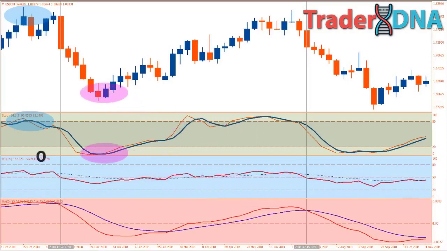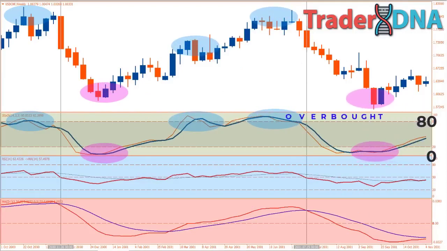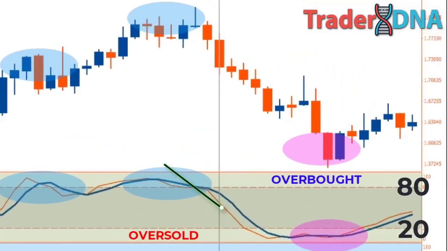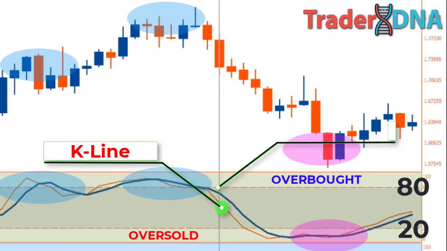And hence in a range of 0 to 100, 80 or higher is considered as overbought, indicating an upcoming downtrend, while 20 or lower is considered to be oversold, indicating an upcoming uptrend. There are two lines you should be aware of in the stochastic tool. The K line, or red line, represents the closing price, while the D line, or blue line, is the moving average of the K line.